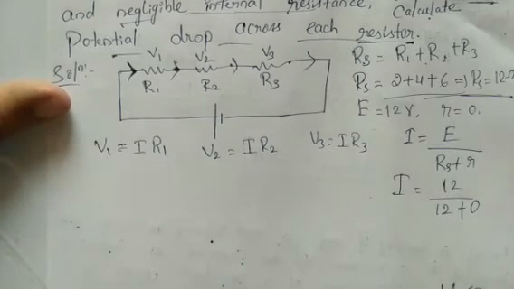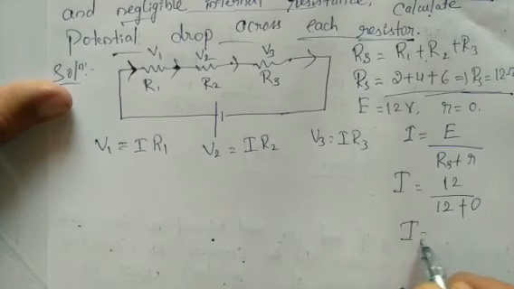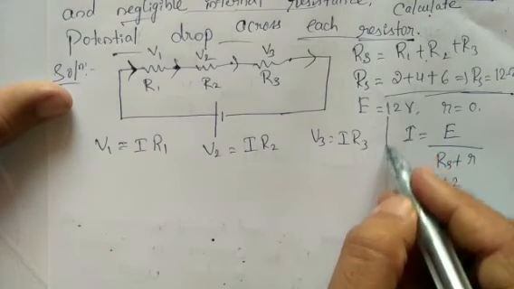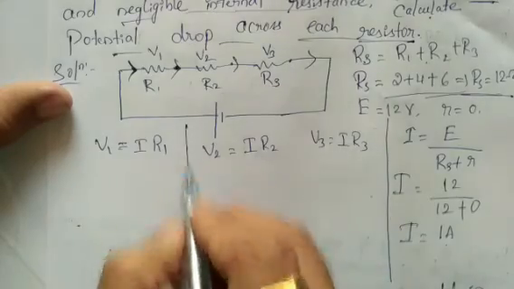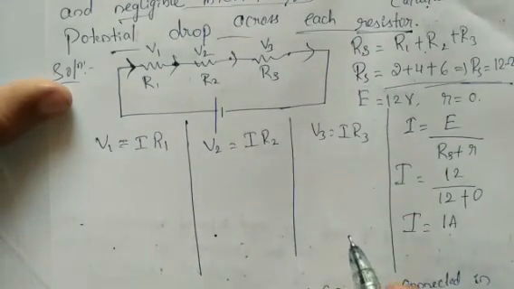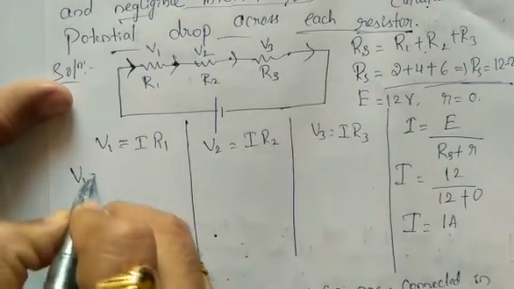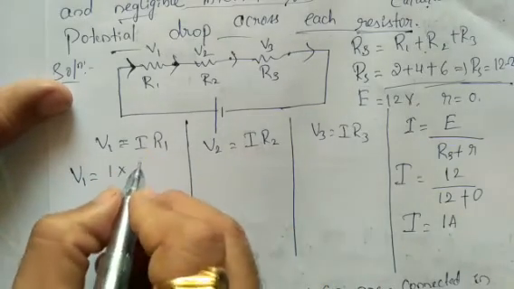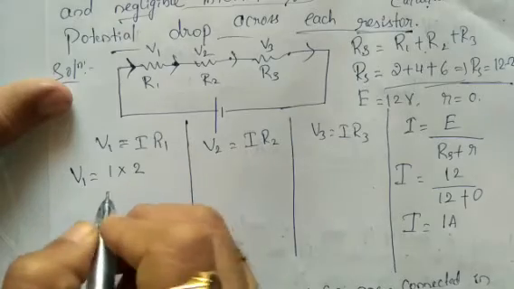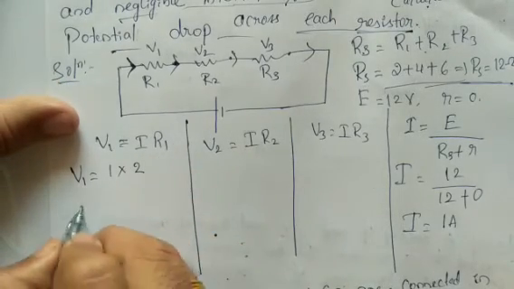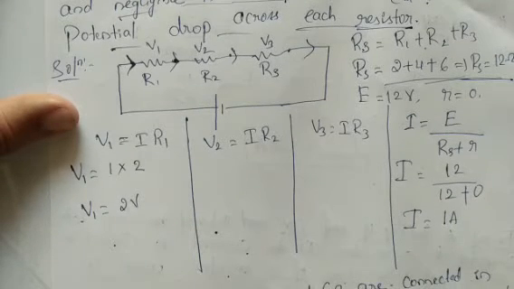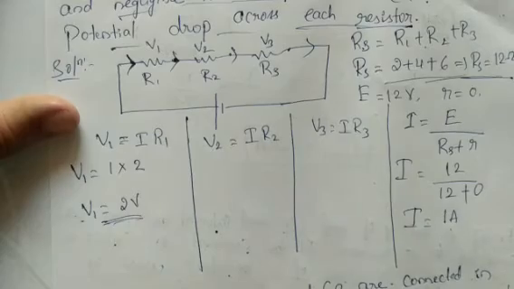Because the internal resistance is negligible, the electric current is 1 ampere. Let us see what the V1, V2 and V3 values are. V1 is the current of 1 ampere times the R1 value, which is 2 ohms. So the potential drop across the first resistor is 2 volts.